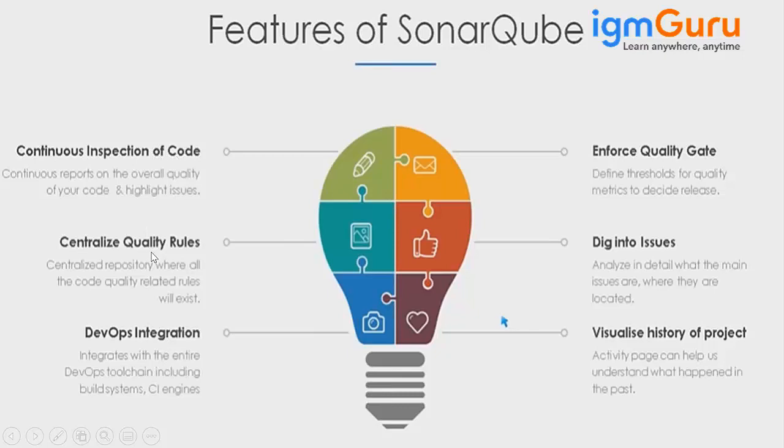There are a set of centralized rules against which it will evaluate my entire process. I can integrate it with my DevOps pipeline. I can dig into the issues and know why it has failed. With quality gates, I can ensure that the developer is following all the coding standards when he's writing the code, and visualize the history of the project, like what went wrong and what is going through.